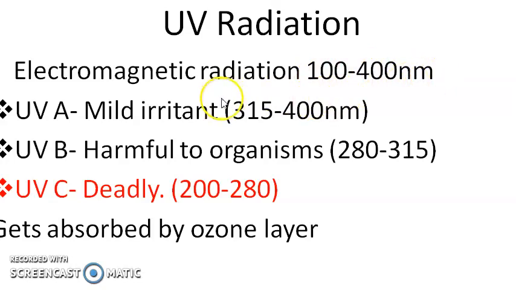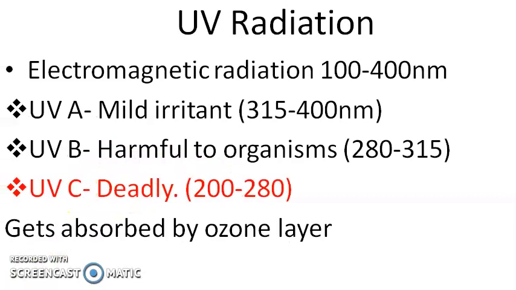Now the UV radiation with wavelength 315 to 400 nanometer is called UVA, which is a mild irritant. Another one, UVB, with wavelength 280 to 315 is harmful to organisms, and UVC, radiation between 200 to 280 nanometer, is very deadly. It is this harmful UV radiation that is being absorbed by the ozone layer.